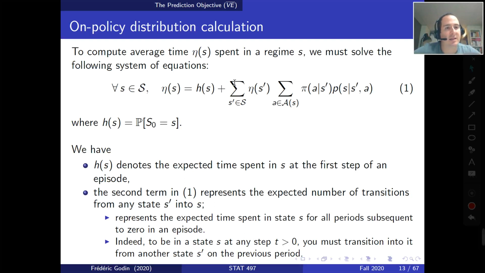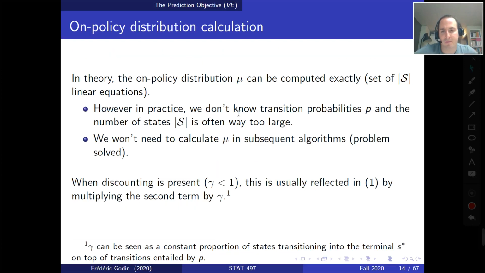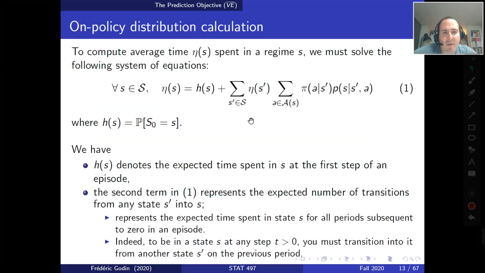If this seems a bit complicated, you can refer to the textbook about that. They give thorough references, but I don't necessarily want to spend too much time on this because we won't be calculating mu in practice, so please refer to the textbook for these fine details if you want to learn more, but I don't expect you to get that if this seems a bit blurry. So just know that for continuing tasks, instead of using equation 1, we have some discount factor gamma to plug somewhere in this equation.